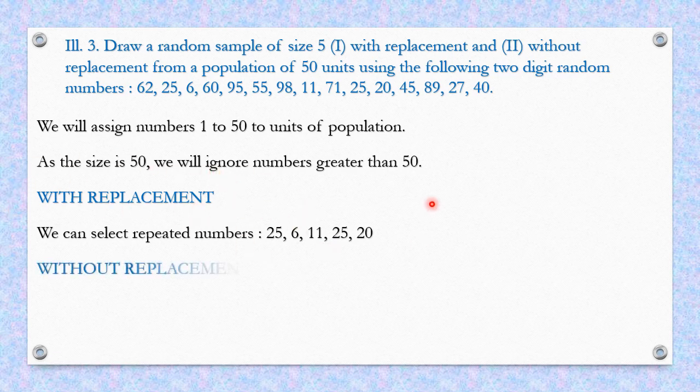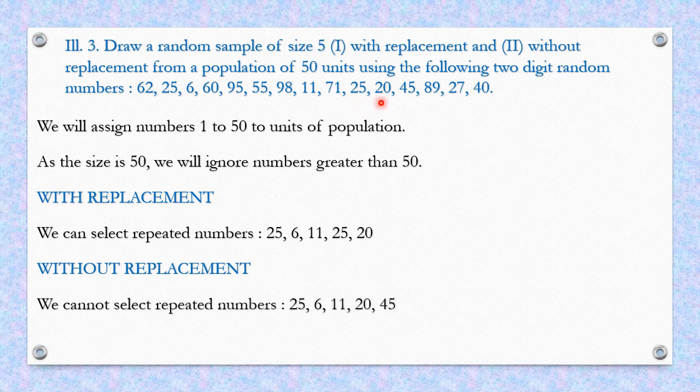Second is without replacement, where I cannot allow the repetition of numbers. That means 25, 6, 11, then ignore 25, 20 and 45. I can't repeat 25 in my sample. That means 25, 6, 11, 20 and 45 will be the 5 samples which I am going to select for the purpose of sampling. So my dear students, this is how we do the simple random sampling method using the lottery or the random number tables.